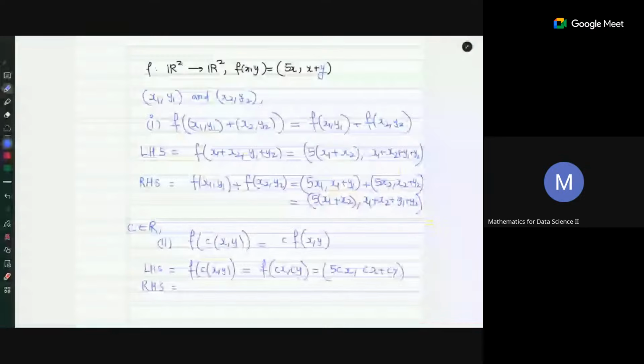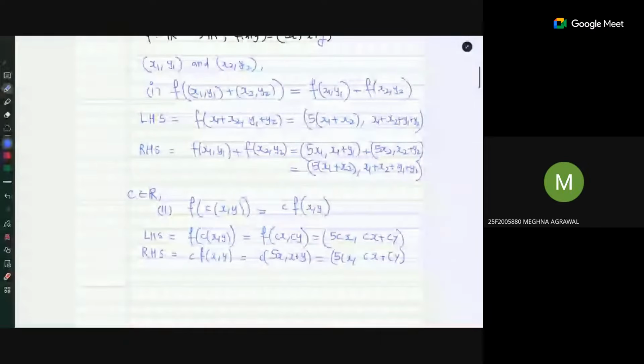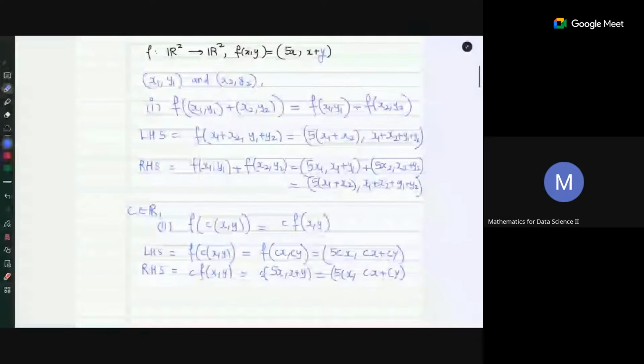For the RHS, we have C times f of xy. So we can directly apply f of xy first. That is C times 5x comma x plus y. And now you need to scalar multiply. You get 5cx comma cx plus cy. Again, the LHS is equal to the RHS. So it is a linear map. Does everyone agree with that? Yes, sir. Good. So this is a linear map.